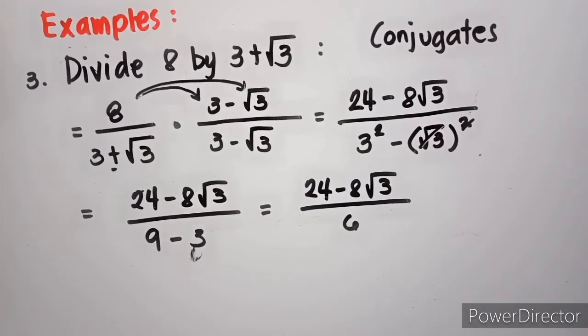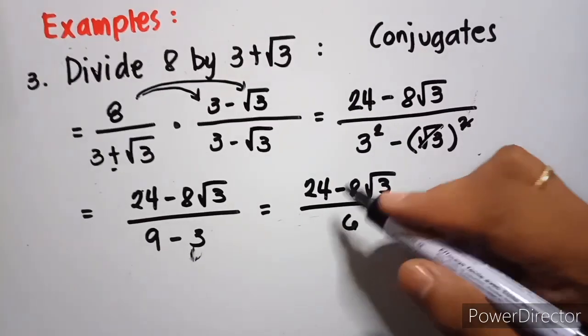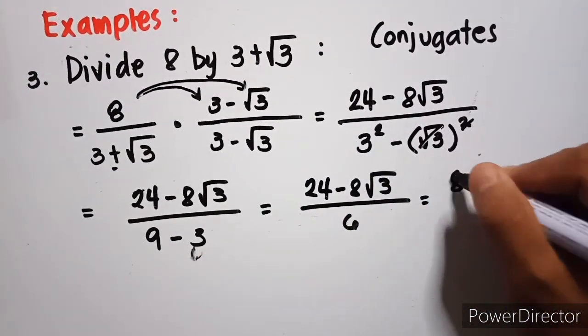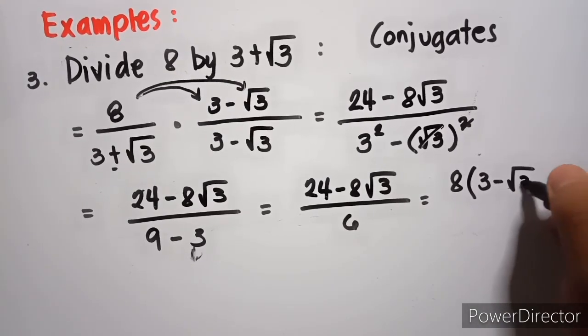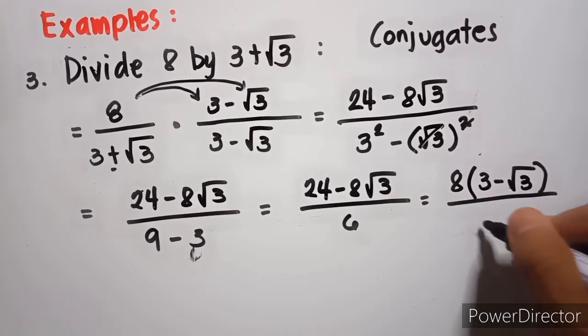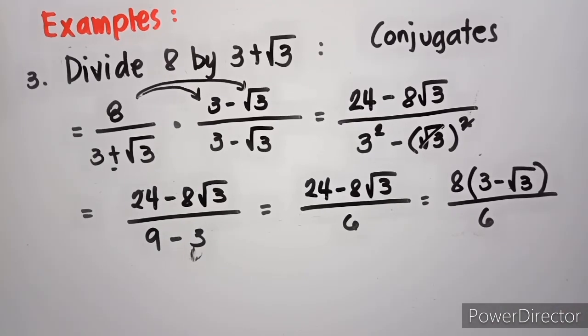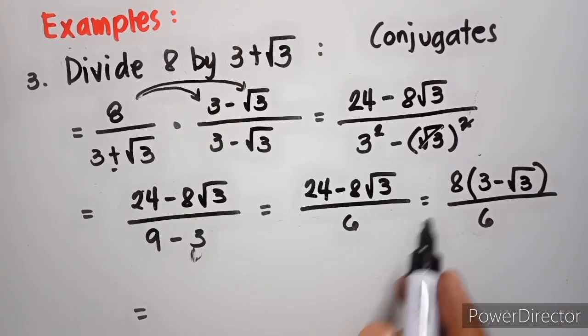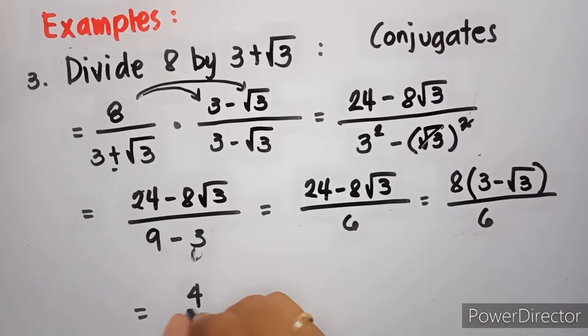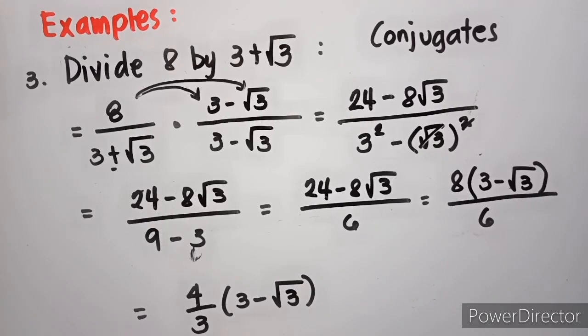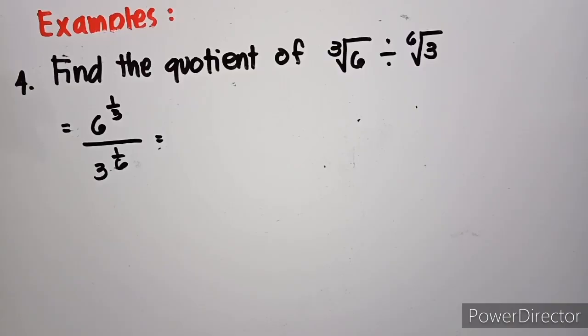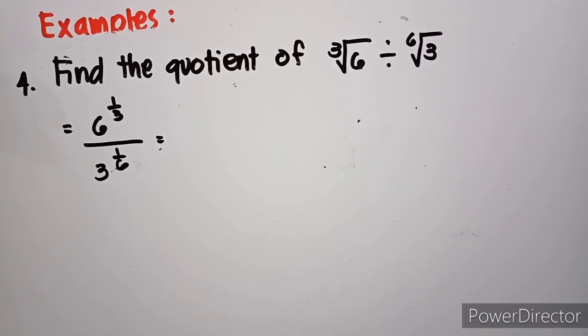Then, we can factor this. We can factor 8. So, 8 times 3 minus square root of 3 over 6. Then, simplifying this, so you'll have 8 and 2. We have 4 over 3 times 3 minus square root of 3. This is our answer. Dito sa example number 4, find the quotient of cube root of 6 divided by 6th root of 3.